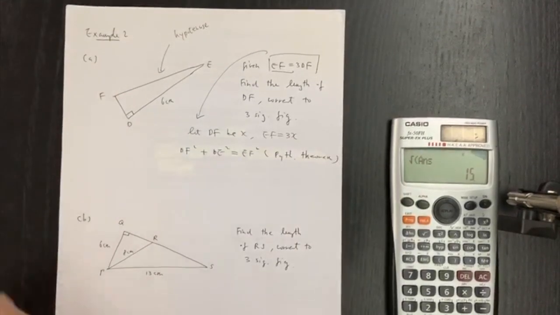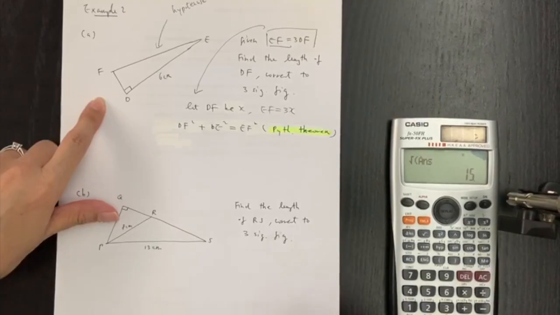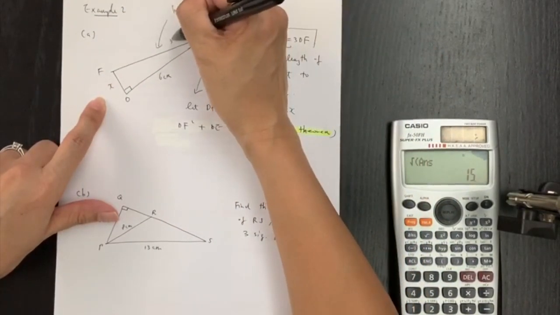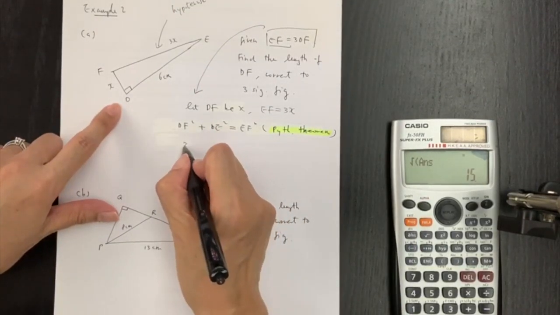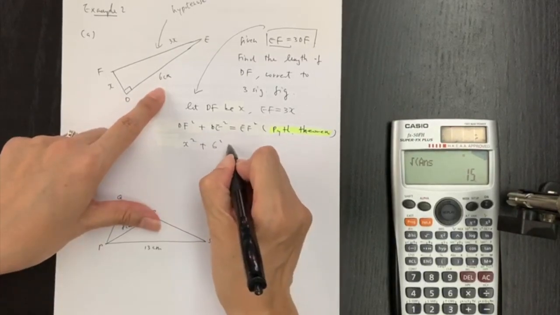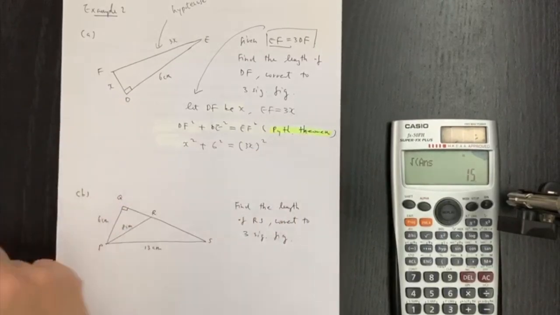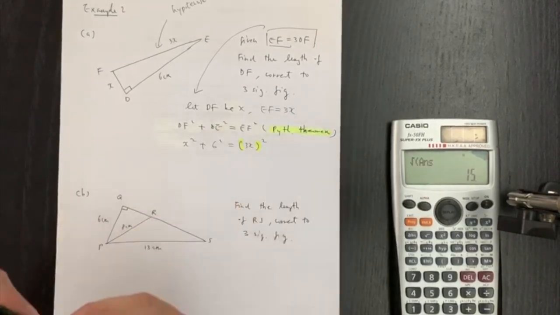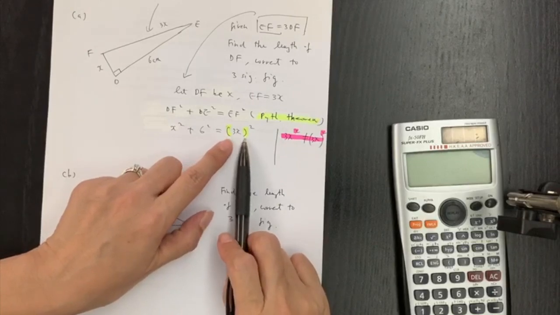So we have this Pythagoras theorem. I have DF is x, so EF will be 3x, and now I do substitution. DF squared is x squared, plus DE squared is 6 squared, equals 3x all squared. Now this is important. The bracket is very, very important here.